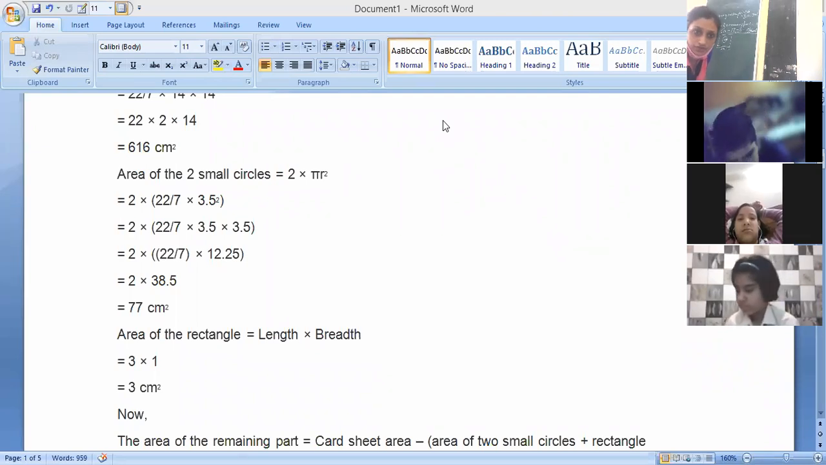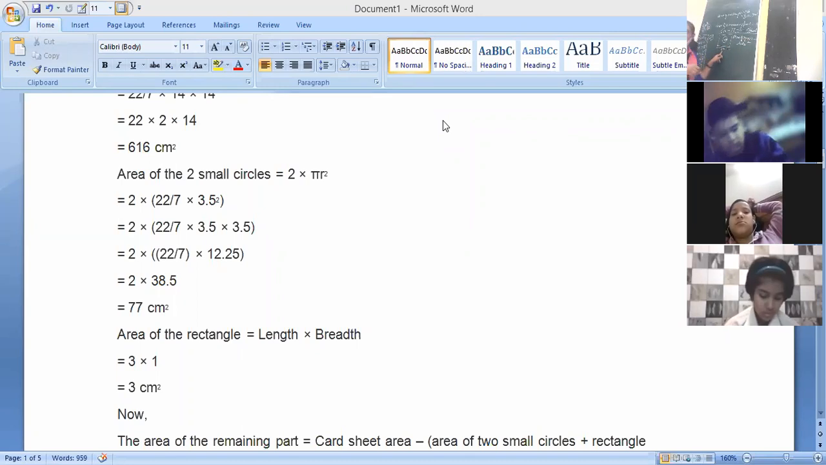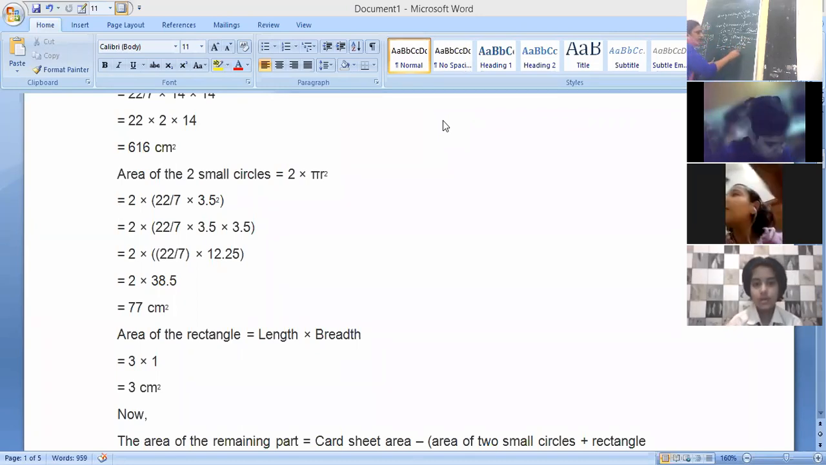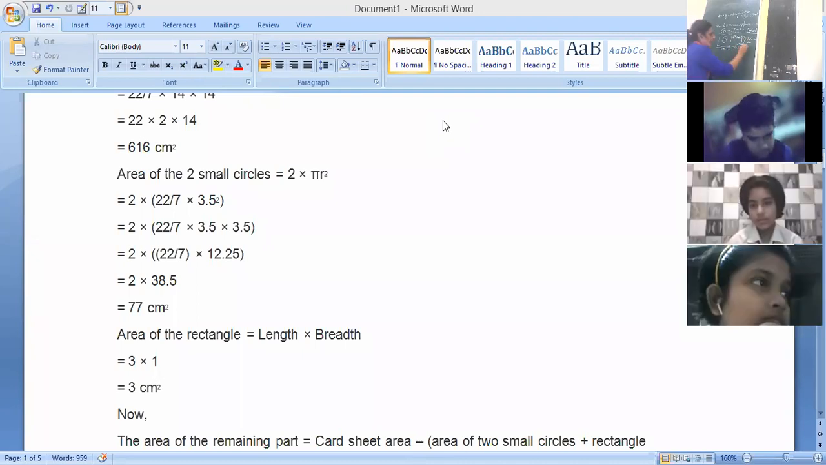So what we are going to do? First of all, we'll take out the area of a square. What is the formula? Side into side or side square. That means the same thing. Area of a square, and 6 centimeter is the side. So multiply 6 into 6. How much will you be getting? 6 6s are 36 centimeter square. That is the area of the whole square.